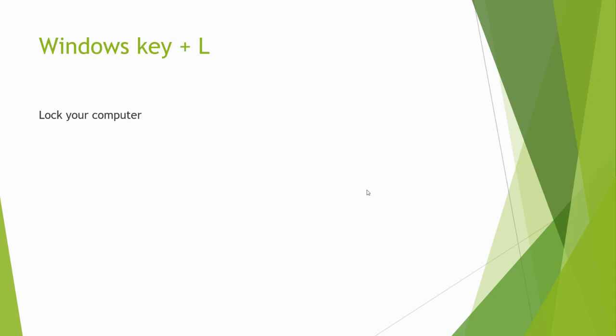Windows key plus L locks your computer. So that if someone else is using the computer, or is trying to see your sensitive information, you can quickly lock it.